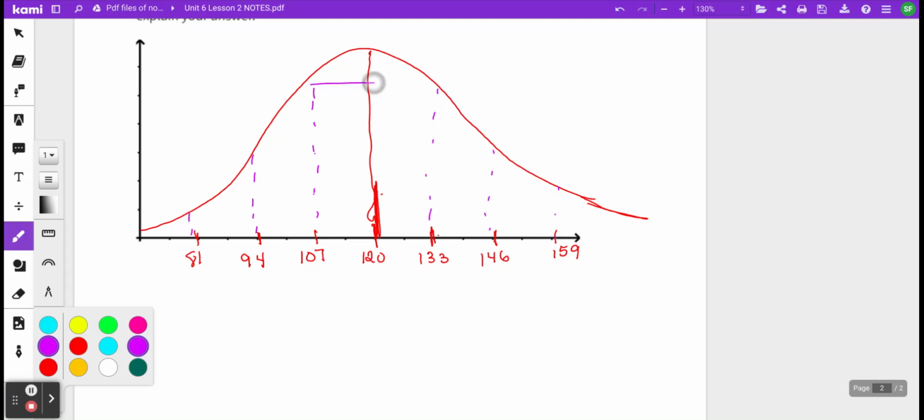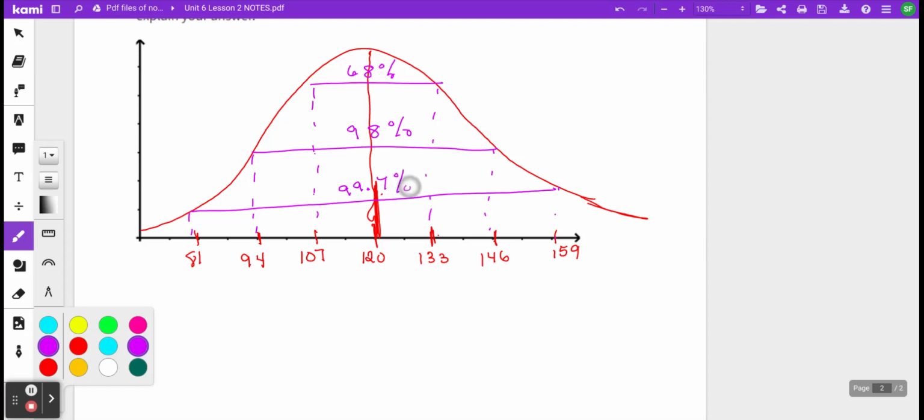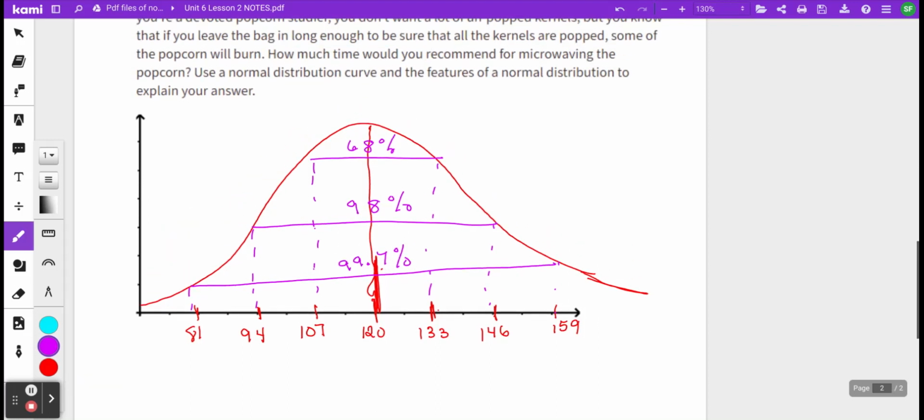And then we know from here to here, this is 68%. From here to here, that's 95%. And our last one is going to be 99.7%.